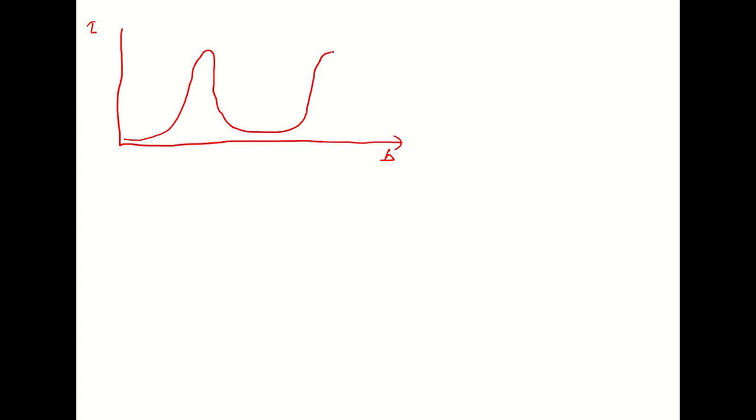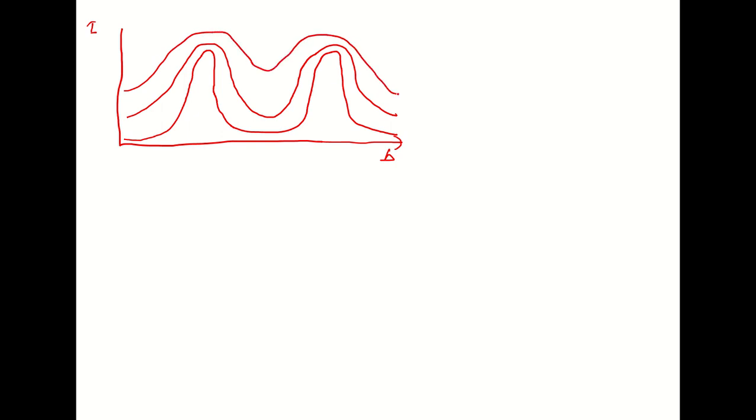Okay, so if you plot an Airy function as shown in a figure like this, plotting intensity with respect to delta, here this point we can note down as 2n pi, and this point we can say is (2n plus 1) pi.